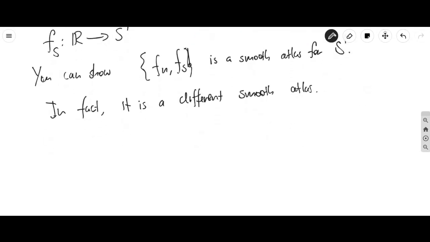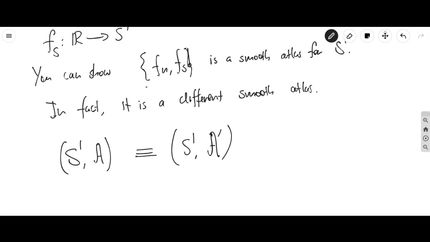Though an interesting question you can ask is, so we have two atlases. This is the one that we did before, and this is the new one that you'll check on the homework. Let's call it A prime. Is there some notion of equivalence? That, okay, maybe they're different, but maybe in some sense they're equivalent.